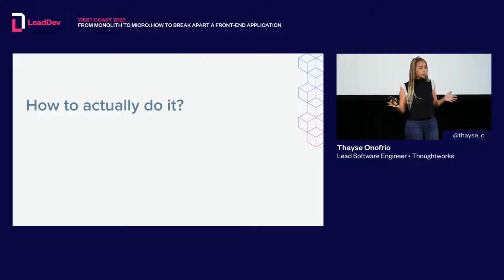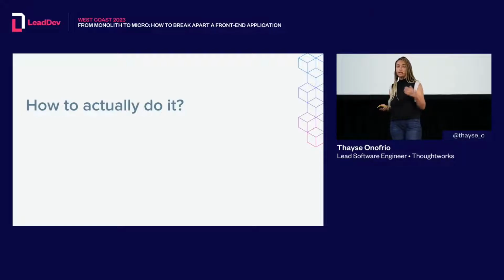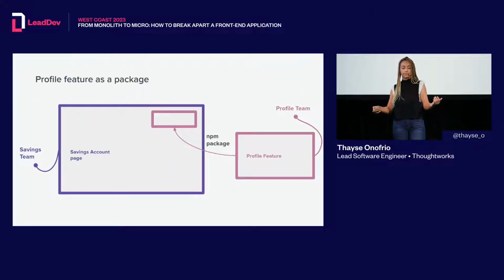Okay, we know we want to go that way. We know we want to separate profile from savings app. But how do we actually do that? There are many different approaches to do that, but I would say to first start small and take incremental steps. And what would starting small look like in this case?